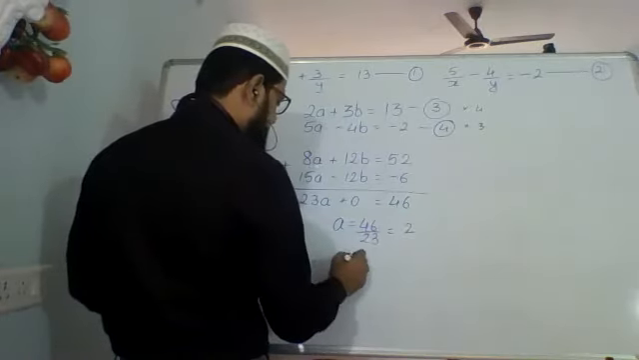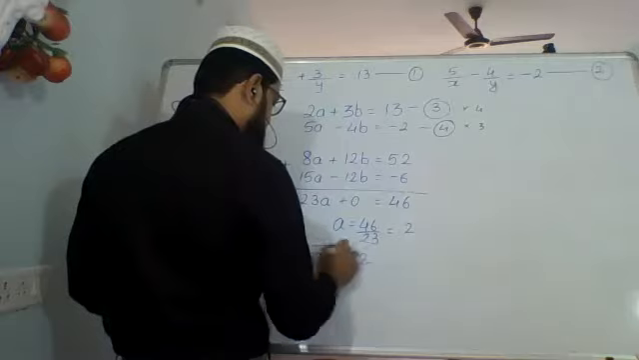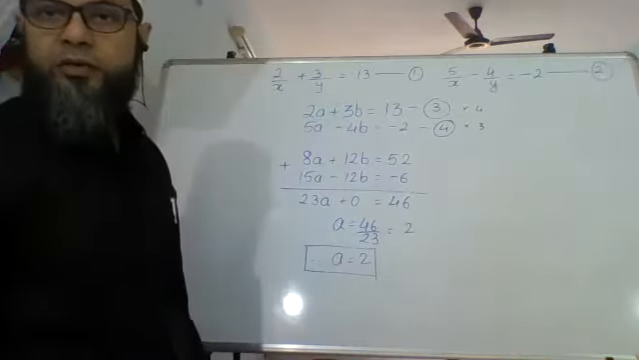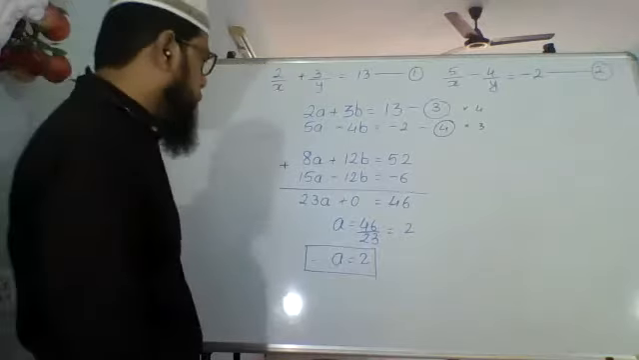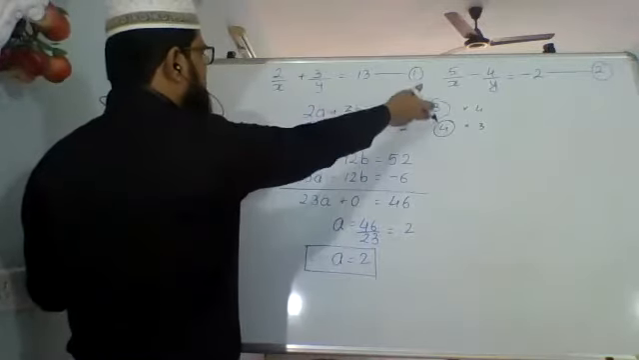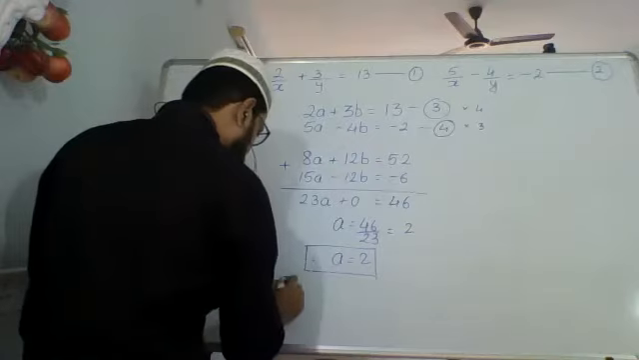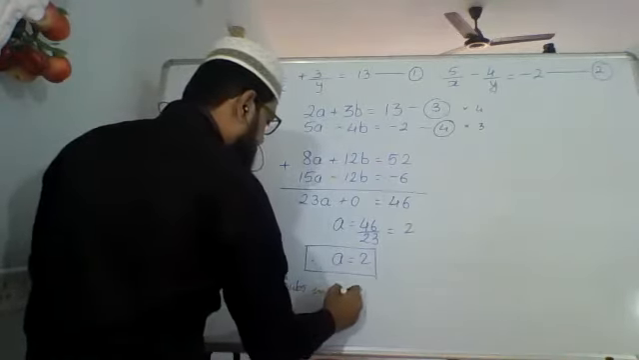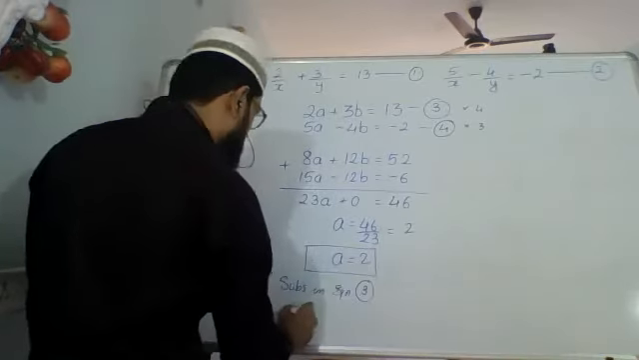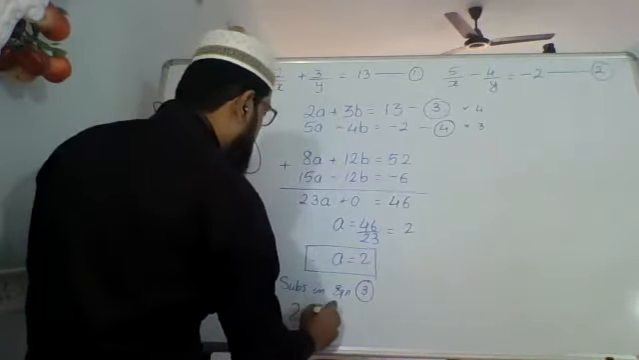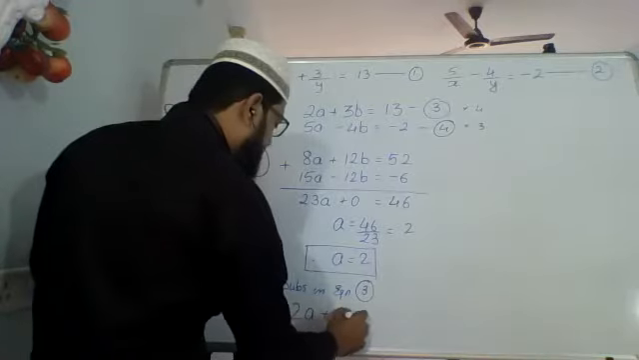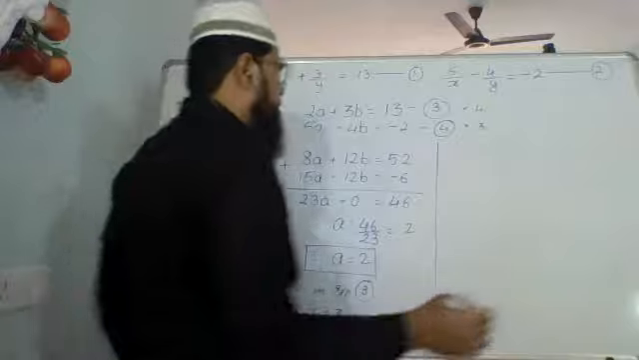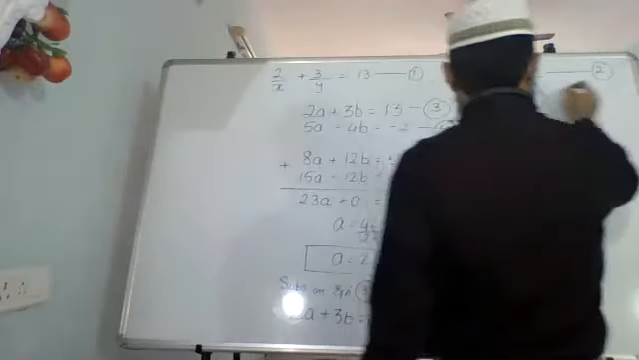Therefore, a equals 2. By the regular method, we have found out a is equal to 2. Substitute in either equation 3 or 4, whichever one you want. So I'll substitute in equation 3. What is equation 3? 2a plus 3b equals 13.